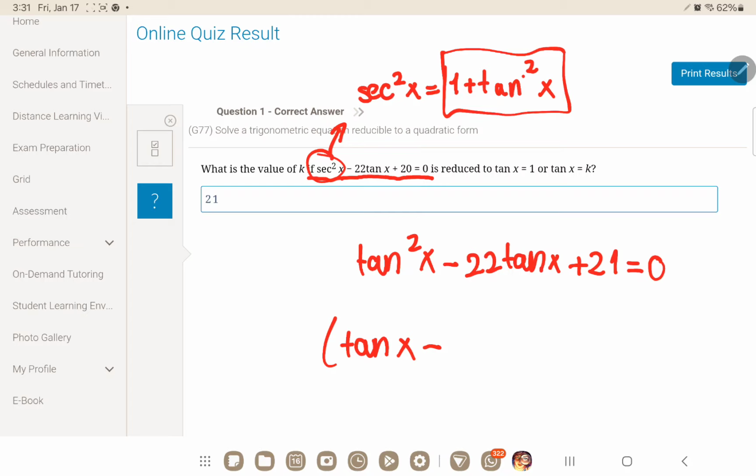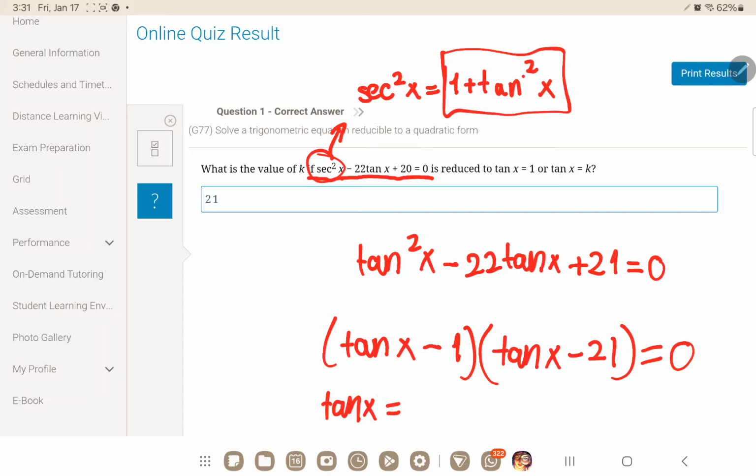That would be negative 1, and they gave you a hint that one of them is 1. When you do x minus 1, x would be 1, and 1 minus 1 would give you 0. And the other one would be tan x minus 21 equals 0. Now, tan x could either be 1 or 21. They both would give you an answer of 0 when you replace them. That's how you solve question number 1.